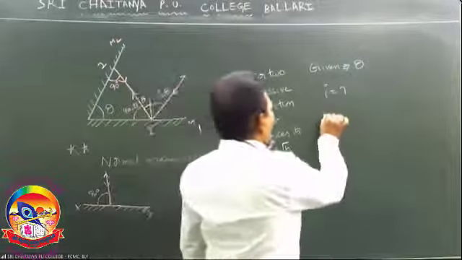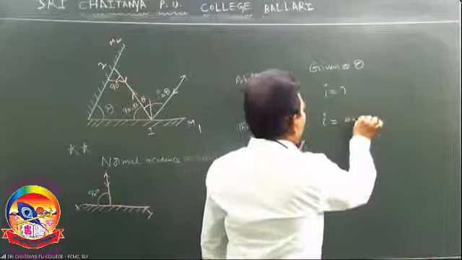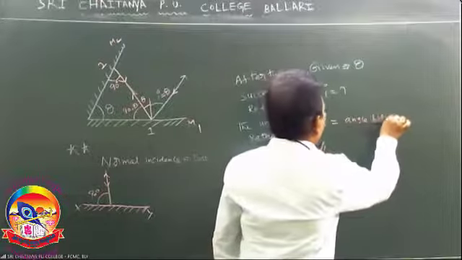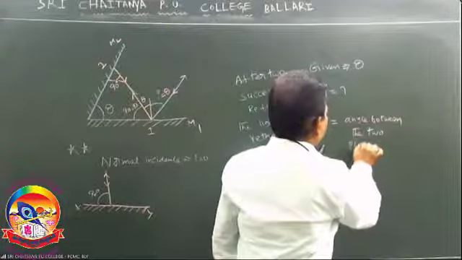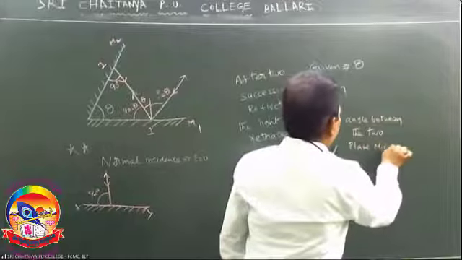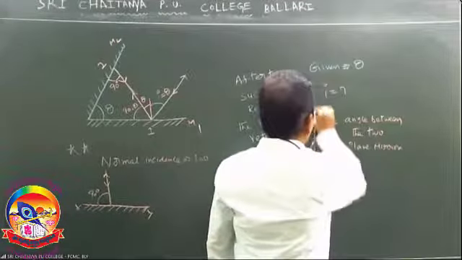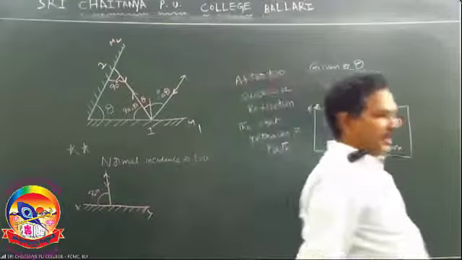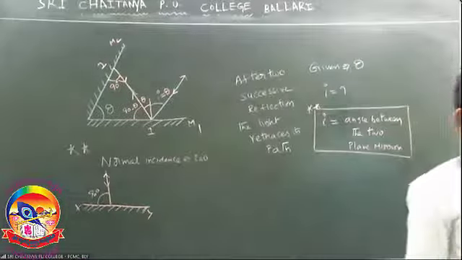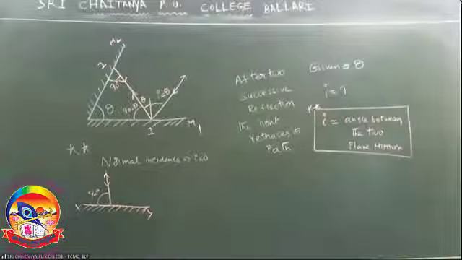Therefore, what must be the angle I? Angle I is equal to the angle between the two plane mirrors. Over this concept, I can do hundreds of problems. The I value must be equal to the angle between the two mirrors. Then only after two reflections, the light ray reverses its direction and retraces its path.